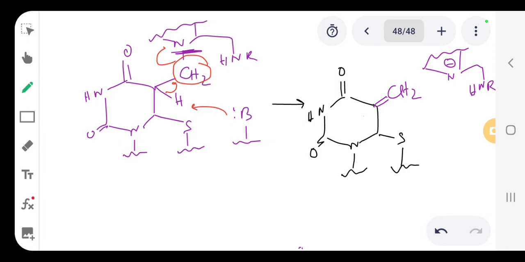So what will happen again? This N will be attacked here. I should write it more properly so that you can understand it. NHR. So here will be N minus. So it will go, the hydrogen is here. This hydrogen will attack here. You know? So after this hydrogen attacks here, what will happen? This will go like this and this.